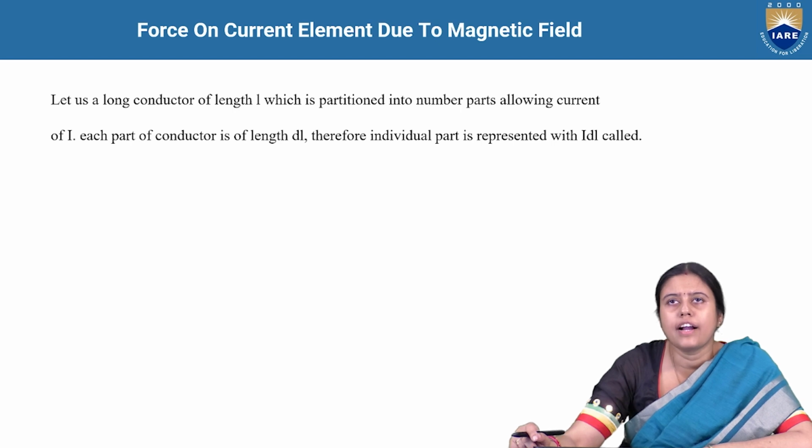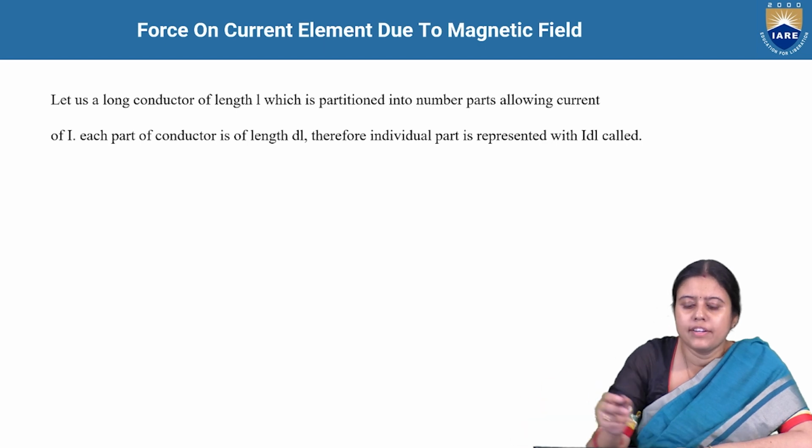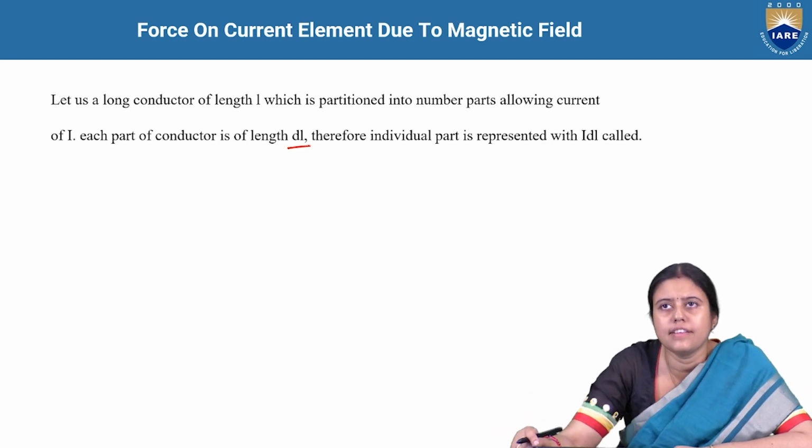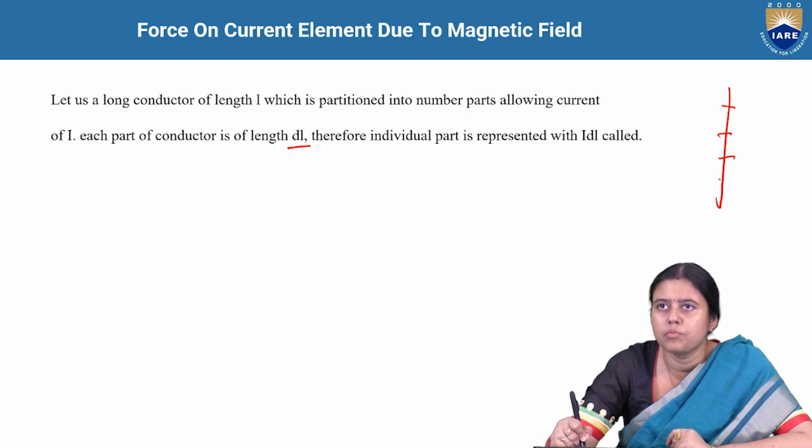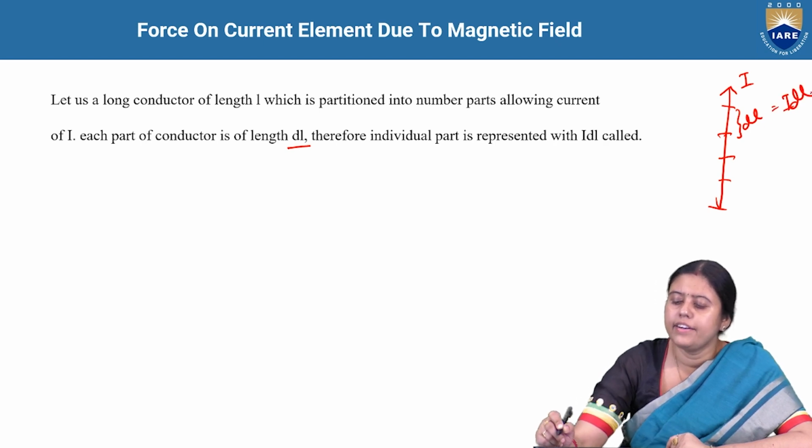Now, force on the current element due to the magnetic field. Let us assume a long conductor of length L, which is partitioned into a number of parts, carrying current I. Each part of the conductor has length dl. Total length is L and the small part is dl. If current I is flowing in the conductor, in each segment the current element is I dl.